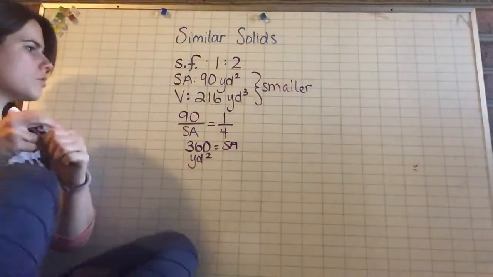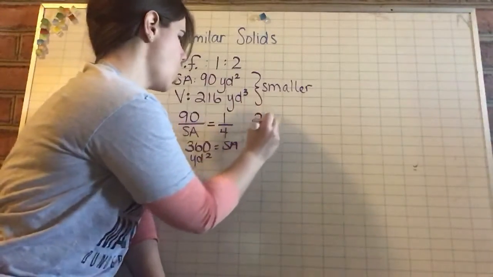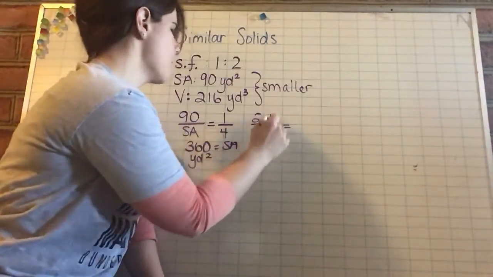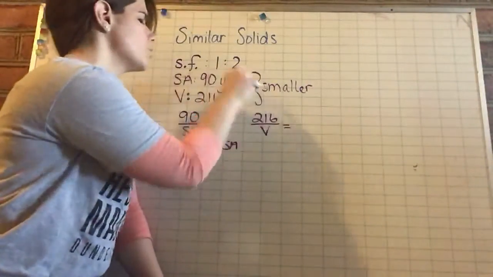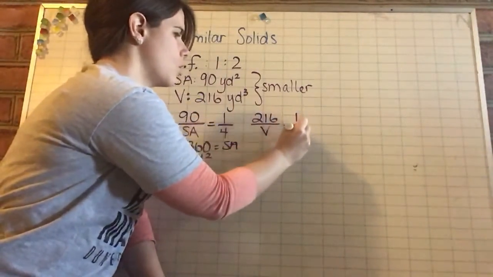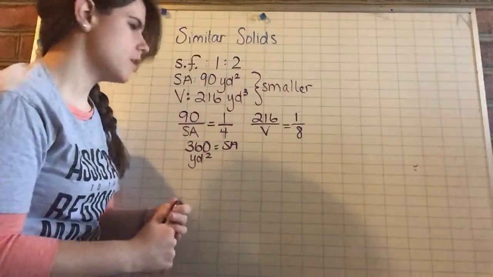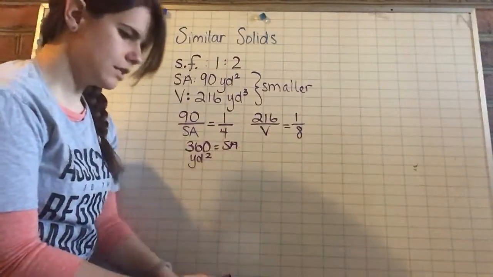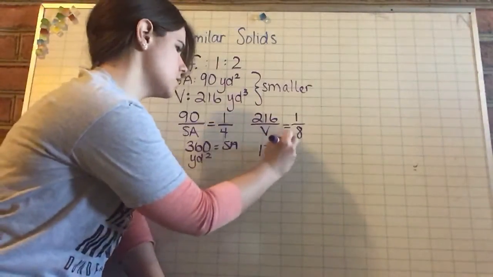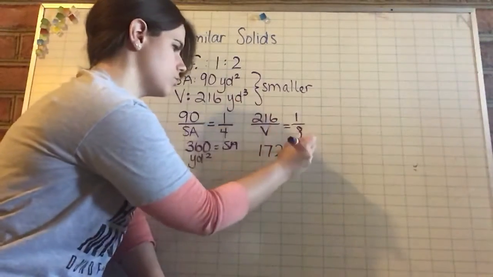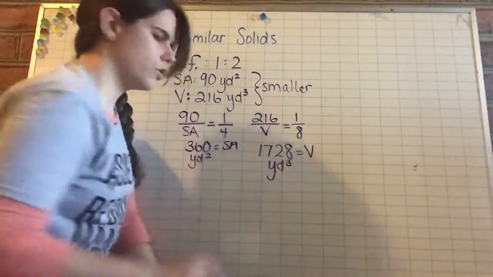And so now I'm going to do the same thing, but I'm going to use my volume. So I have 216 over volume. But instead of setting that equal to 1/4, I need to set that equal to 1 over 2 cubed, 1/8. Okay, but same thing here. Cross multiply, 216 times 8 is 1,728. And that's just equal to the volume times 1. So that is my volume, and that is yards cubed.